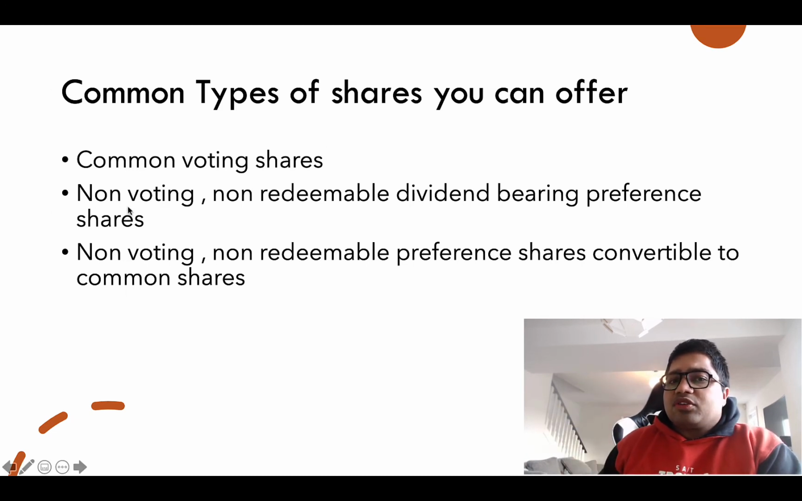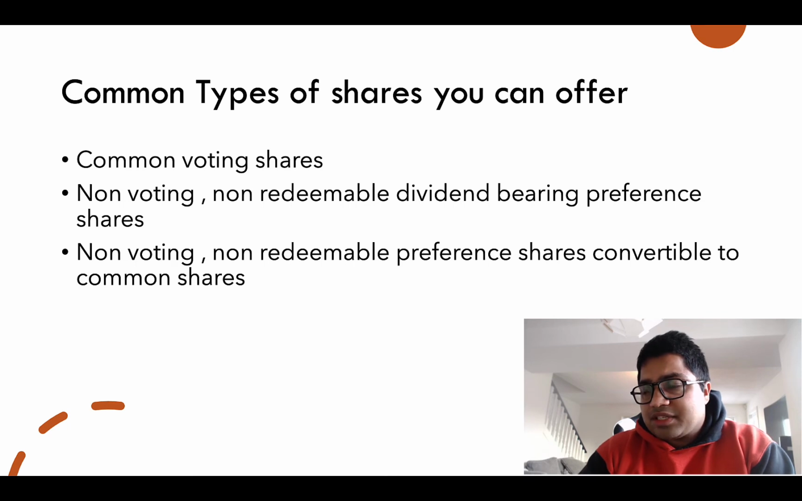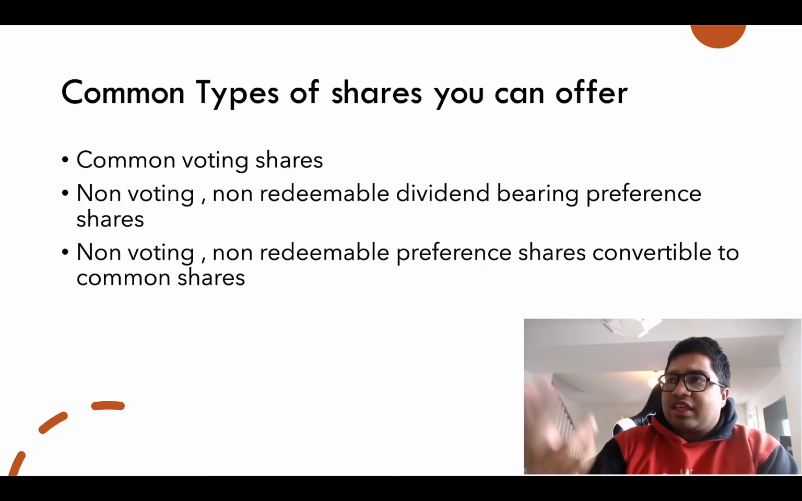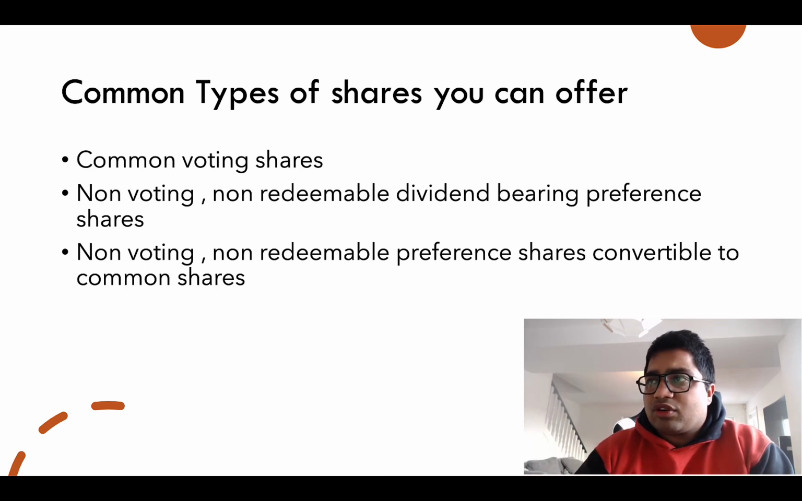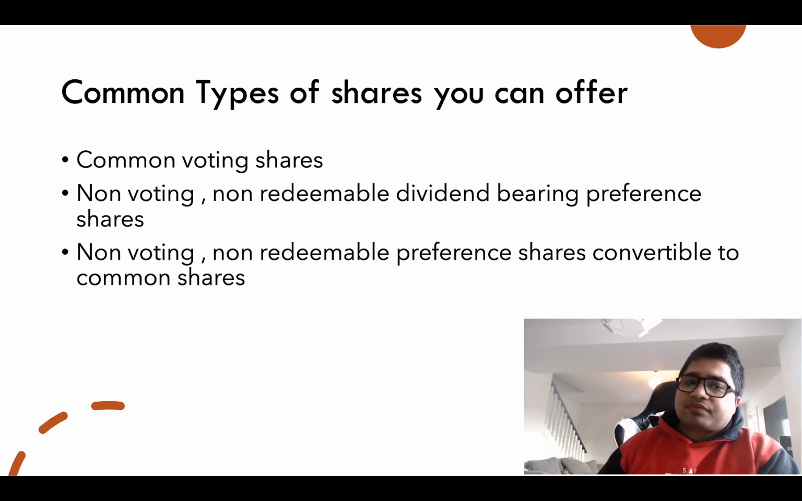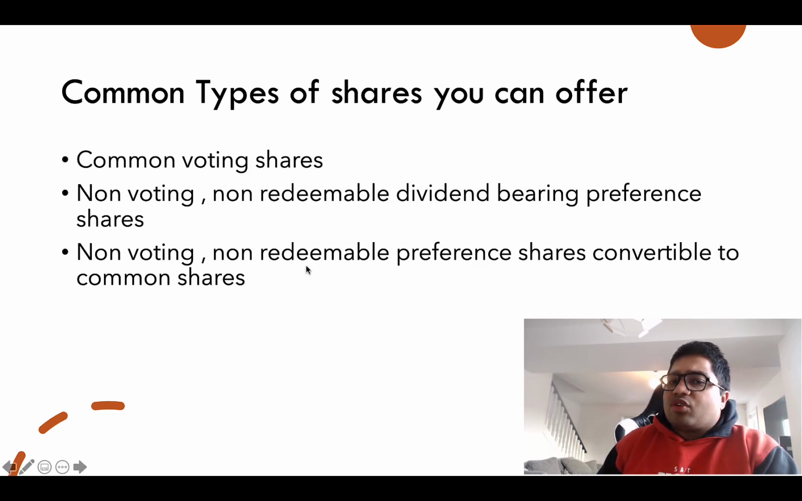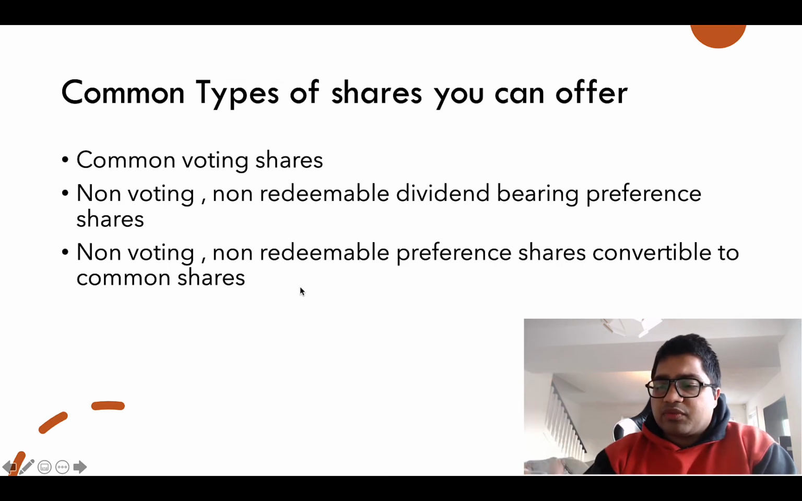You can also give out non-voting, non-redeemable, dividend-bearing preference shares, in which you don't give out voting rights. The people buying these preference shares don't get voting rights. They are not redeemable, so you don't have to give back the money you have taken from them, and they pay dividends. Whatever profits you make, out of those profits you have to pay them some dividends. Or it can be non-voting, non-redeemable preference shares which can be converted to common shares. So they have a conversion option.